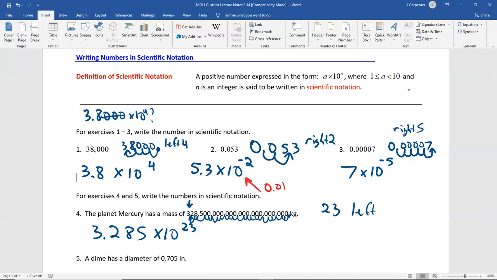So if you have a negative exponent, what you could say is, all right, what if it was a positive exponent? What would this turn into? And see if your answer is right or wrong. That's my suggestion.